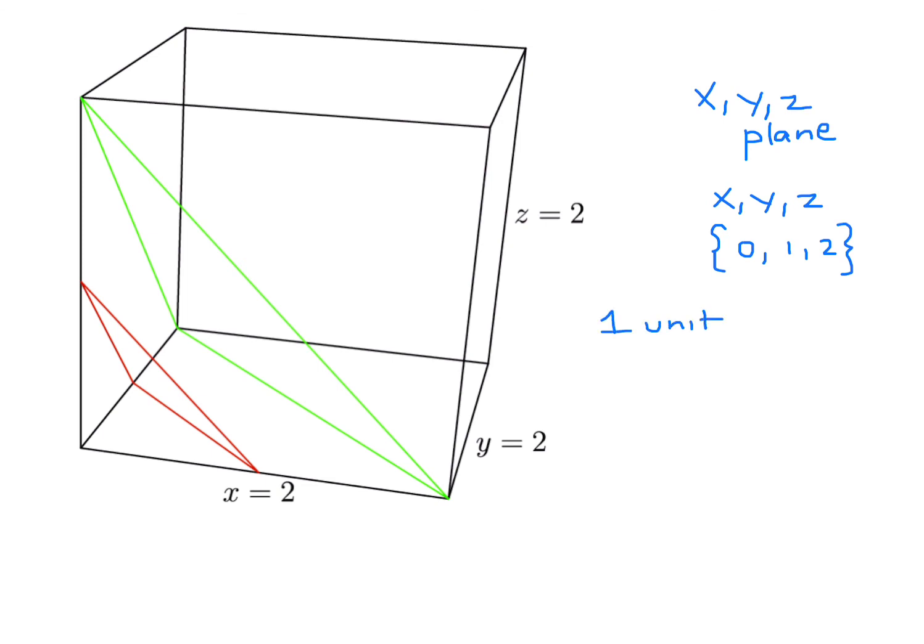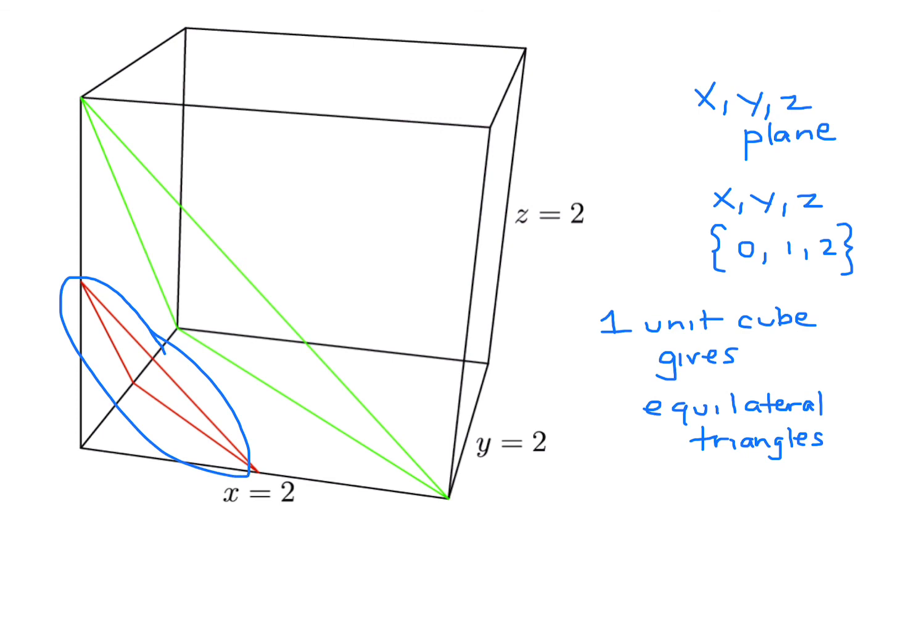So one unit cube gives several equilateral triangles. And this red illustrates one such equilateral triangle. You'll notice that it has a length from there to there for each of its edges. And since the length from here to here is 1, we can easily figure out through Pythagoras that the edge is root 2. So it gives equilateral triangles of side length root 2. Now, how many does it give?